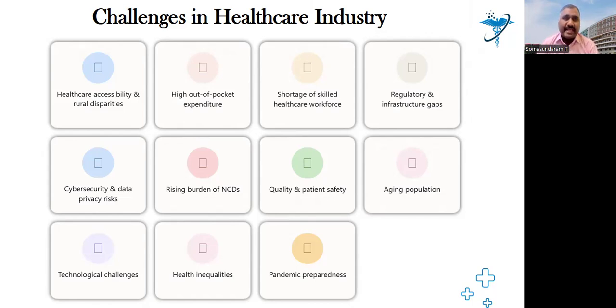Another important challenge is inequalities related to healthcare service. Of course, if you take private hospitals, most of the higher-income people are able to afford that particular service, whereas low-income and middle-income people are not able to afford those services. So some of the hospitals are lacking in providing equal access. That's an important challenge. And the last one is pandemic preparedness.